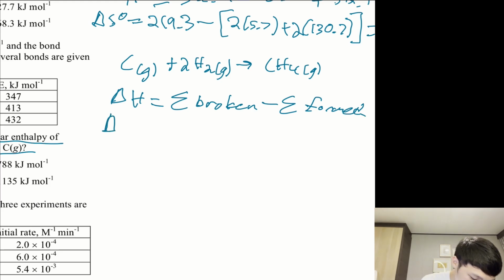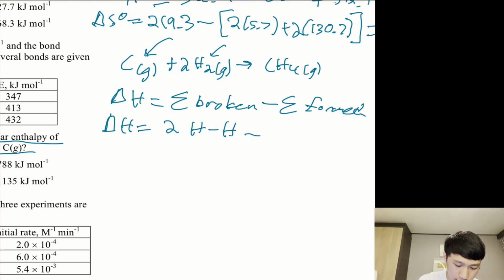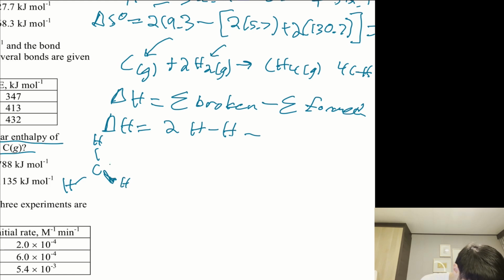In this case, the carbon's already free, so we're not breaking any bonds there. And then we're breaking 2 hydrogen gas molecules, so that's breaking 2 H-H bonds. And then we're going to subtract what we're forming. We're forming 4 C-H bonds. If we look at the structure of methane, there are 4 C-H bonds. So we're going to subtract 4 C-H.